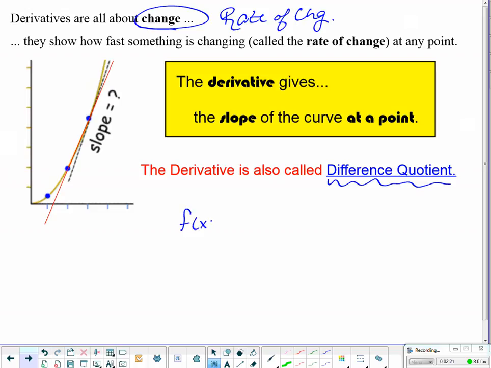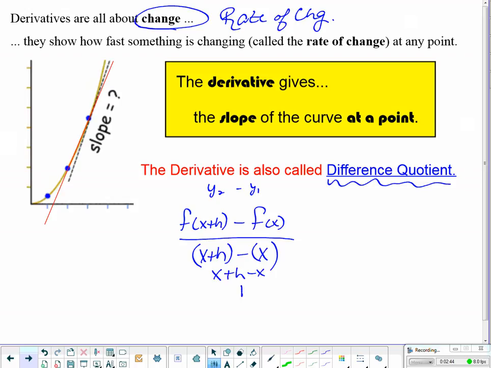f of x plus some little value h minus f of x. So these would be y values, like y2 minus y1, over x plus h, the x value, minus x for my input of f of x. And then we can see how this would be x plus h minus x, which would eventually just come down to h. So this would simplify out, and I would get this difference quotient. And we're going to be working a lot with this difference quotient.